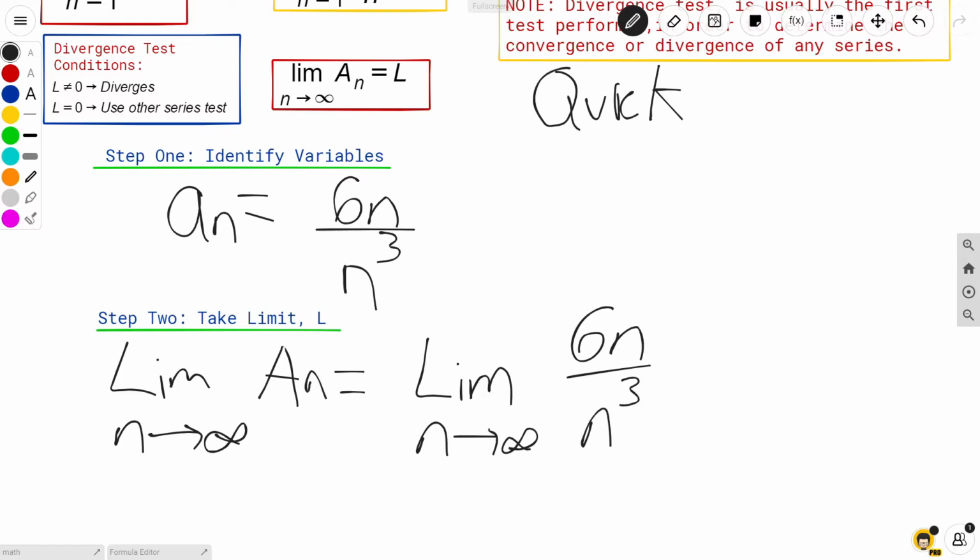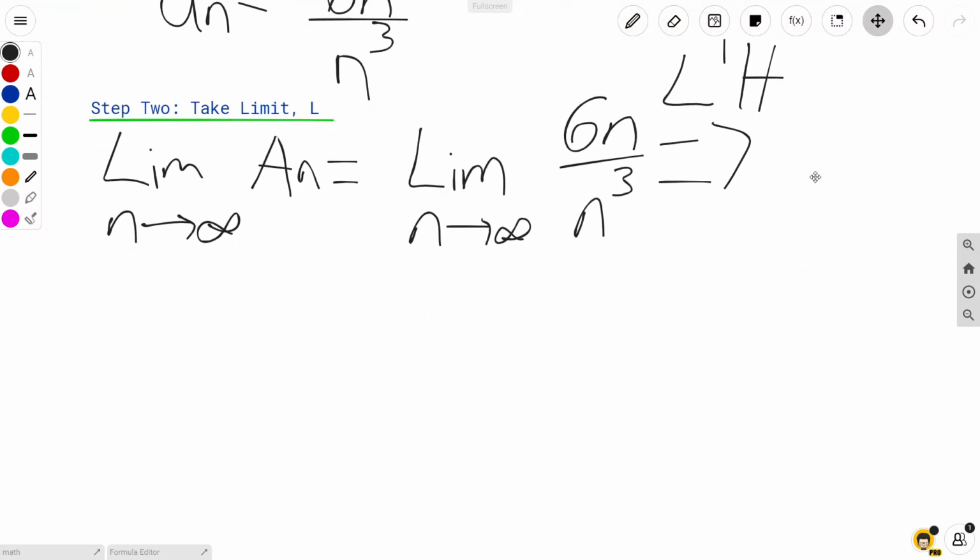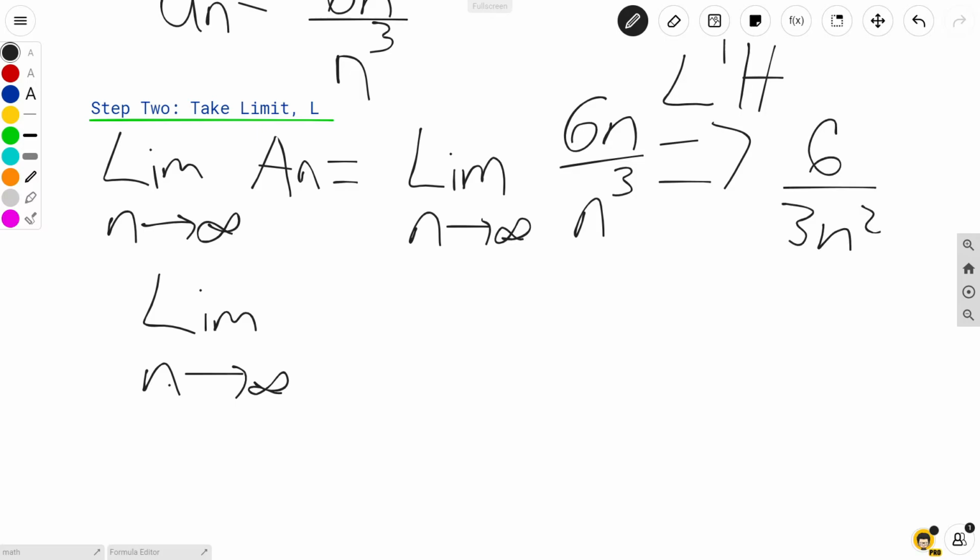Right away, the first step I'm going to apply is L'Hopital's rule, taking the derivative of the top and the bottom of the function, since it has the form for L'Hopital. Applying L'Hopital's rule, the limit as n approaches infinity: the derivative of 6n is just 6, and the derivative of n cubed is 3n squared. When we simplify this, we get 2 divided by n squared.